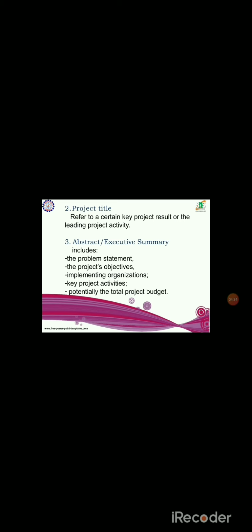This should have a problem statement, objectives. You have to give key project activities, and you have to give the total price amount you're going to quote for the particular completion of that project.